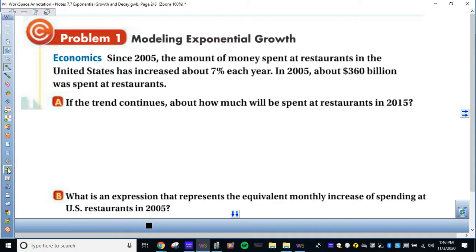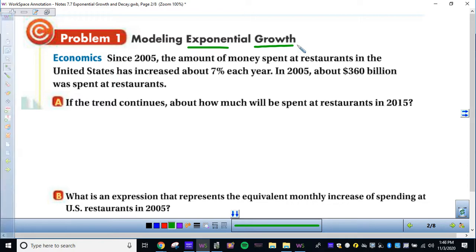We're talking about exponential growth, number one. Since 2005, the amount of money spent at restaurants in the United States has increased about 7% each year. In 2005, about $360 billion was spent at restaurants. The trend continues. About how much will be spent at restaurants in 2015?